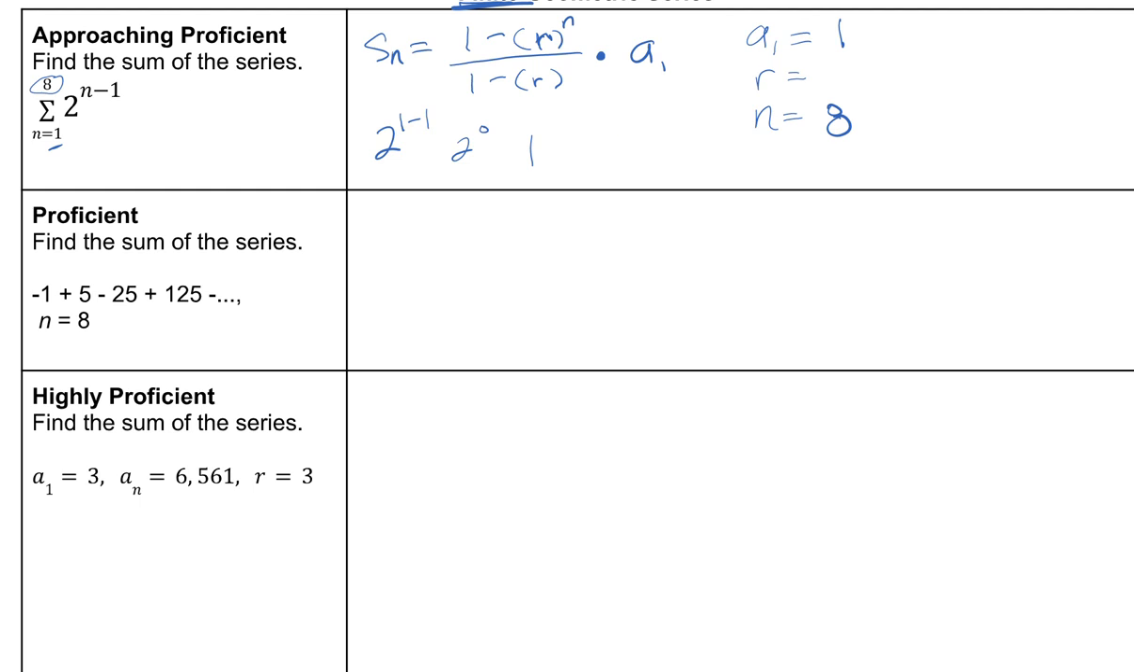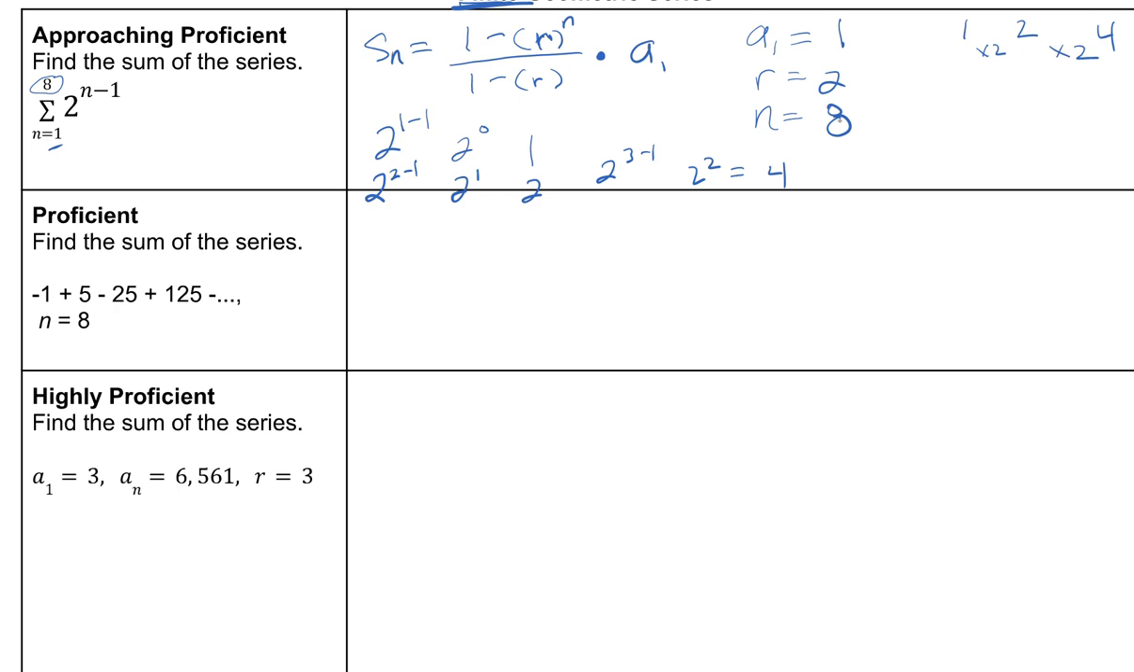Now to figure out r, I usually try to go a couple more terms. Instead of plugging a 1 in, I'm going to plug a 2 in. So that one's 2. And I'm just going to write up here 1 and then 2. Let's go one more. If I plug in a 3, we get 2 squared. That gives us 4. So I can see my pattern. I'm multiplying by a positive 2. So I know that r is positive 2.